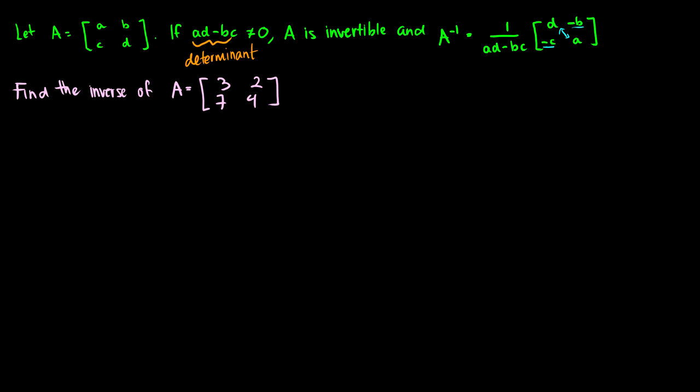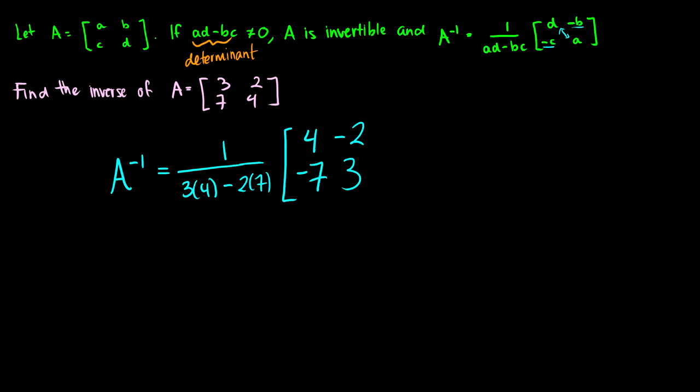So A inverse. So A is [3, 2; 7, 4]. So this means that A inverse is going to be 1 over. Okay, so we have to do ad minus bc. So a is 3, d is 4, and we're subtracting b times c, which is 2 times 7. We need to make sure this isn't equal to 0, and it's not, so we're good. And then we're going to flip a and d. So instead of 3, 2, 7, 4, the first entry will be 4, the last entry will be 3, because we flipped the 4, and then the b and c become negative. So this is negative 2 and negative 7.